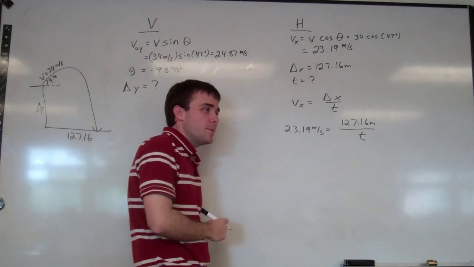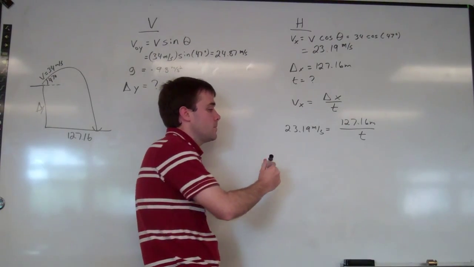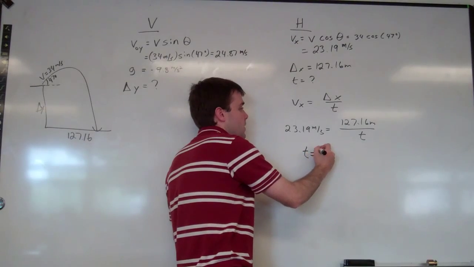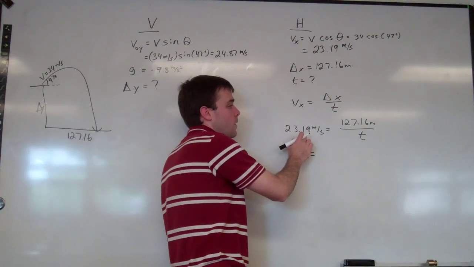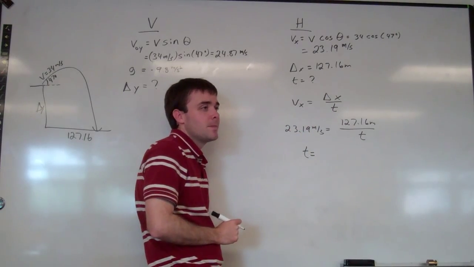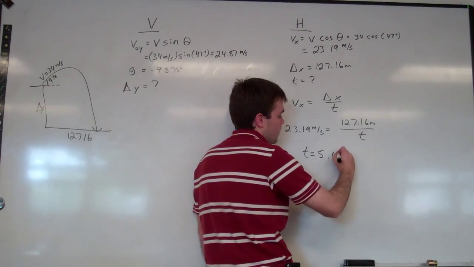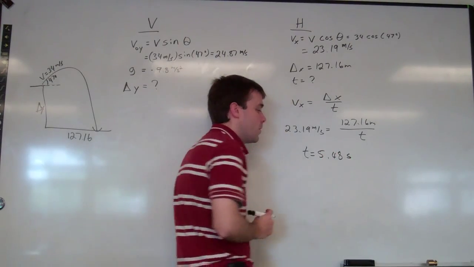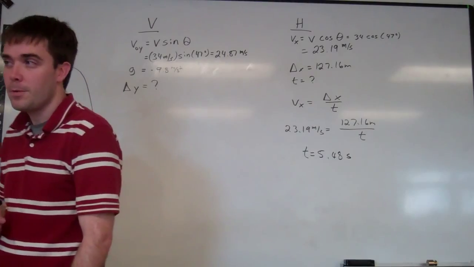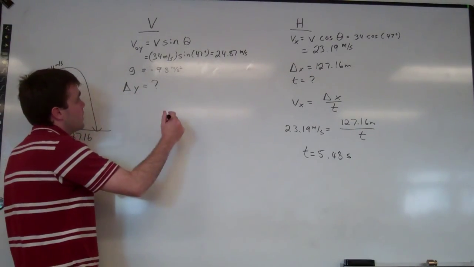What do we have to do to get t by itself? Multiply it out. So it should be just t times 23.19, then divide both sides by 23.19. 5.48. So that's how long it's in the air for, 5.48 seconds. Bring that over here.